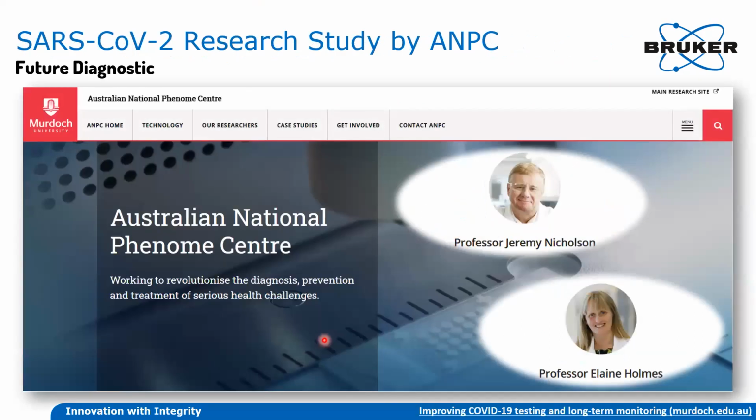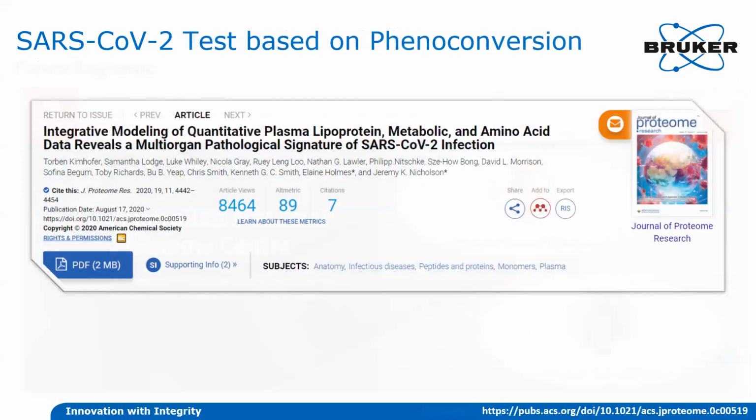One of the important research groups, from the Australian National Phenome Center, is led by Professor Jeremy Nicholson and Professor Elaine Holmes. They did a number of studies related to SARS-CoV-2 using NMR. Here is one of the recent publications from Professor Jeremy Nicholson on SARS-CoV-2 based on the metabolomic approach, using NMR and MS as an integrated technique. The initial results indicate that there is high promise in using this approach for developing novel SARS-CoV-2 diagnostic tests based on the term called phenoconversion.